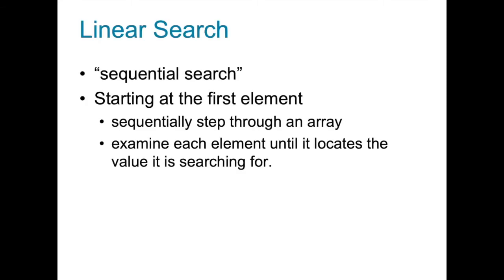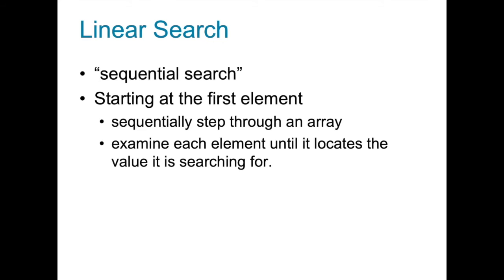Linear search is also known as sequential search. You start at the first element and you step through. So you examine each element until it locates the value it's searching for. This one is pretty easy to understand. You're just going one by one.